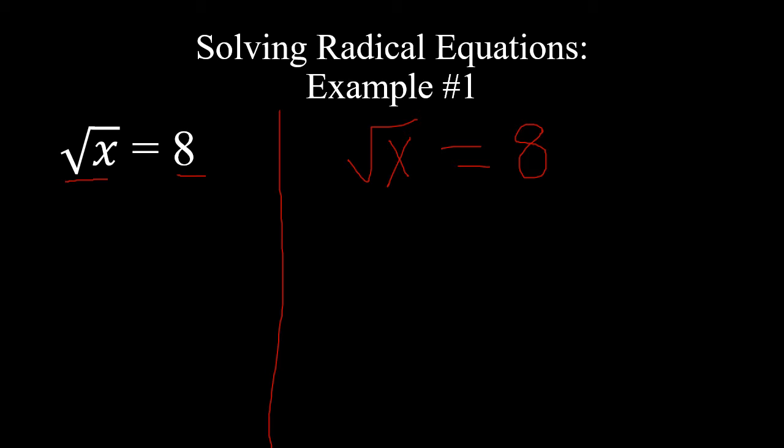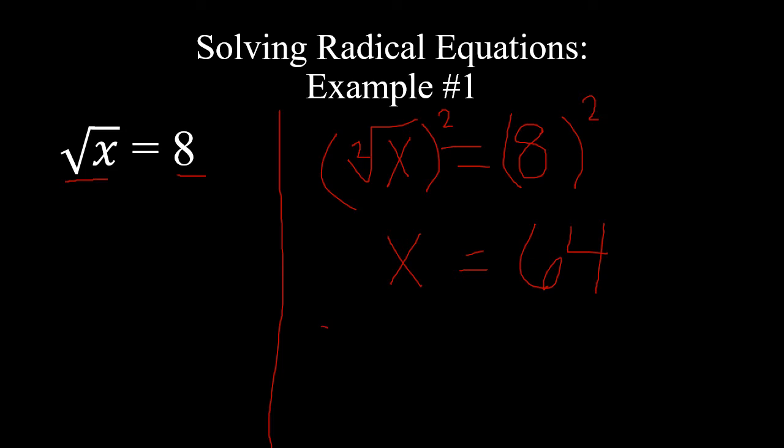So all I need to do is raise both sides to the index power. Here my index is an invisible 2, so I'm going to square both sides, just raising it to the second power. The square root of x squared is just x. 8 squared is 64. So here my answer is 64.